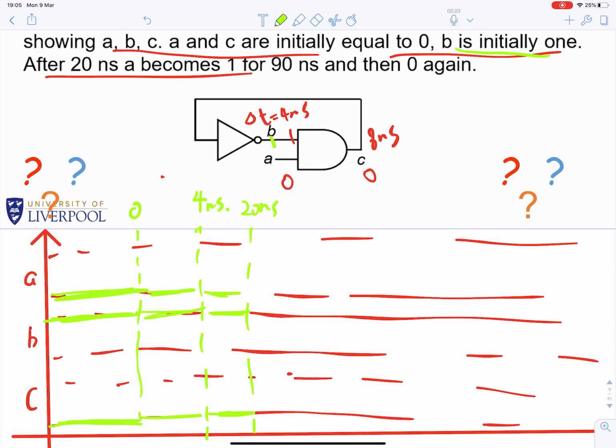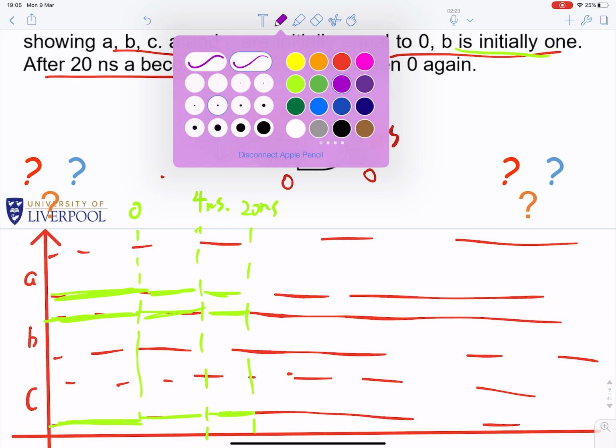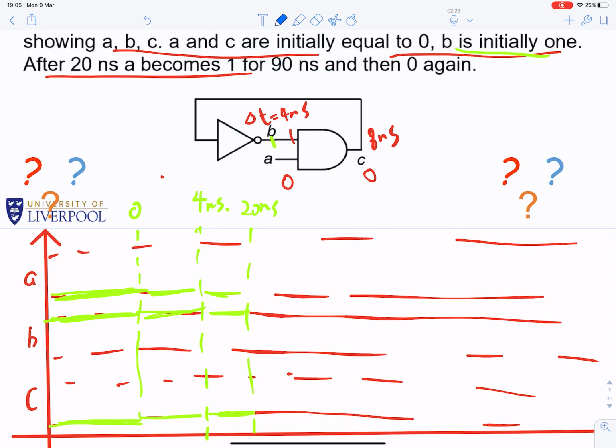So after 20 nanoseconds, A becomes 1. A becomes 1, that makes some difference. Maybe we'll look at blue. So A becomes 1, and what will happen? If A is 1, then C is going to be 1. But look at that, there's a delay of 8 seconds. So before that, B is still going to remain the same. So it is going to become 1, okay?